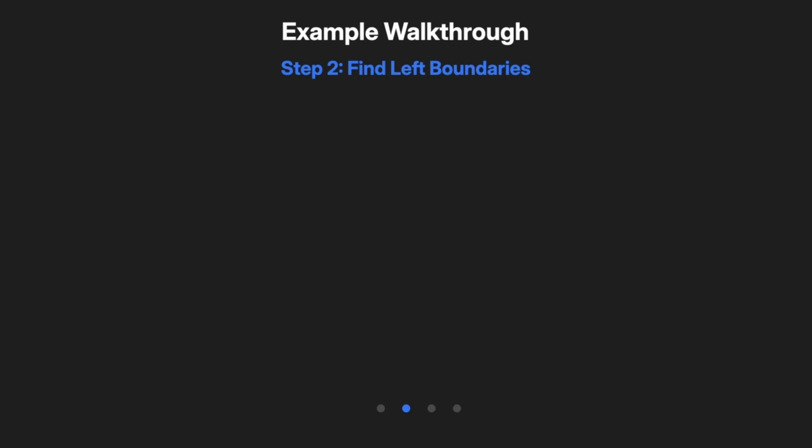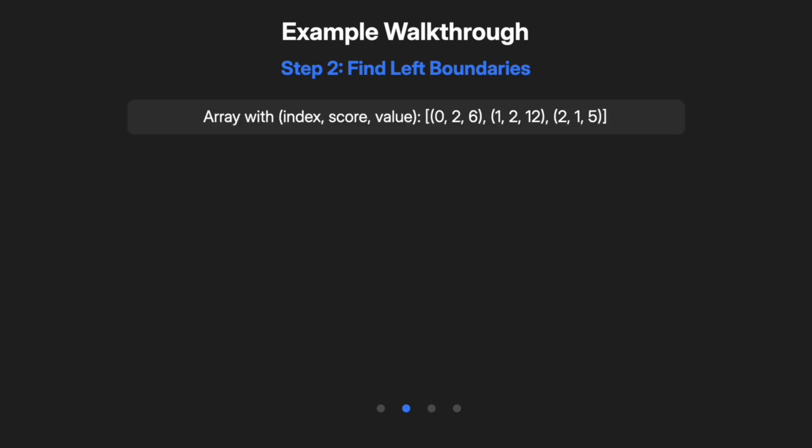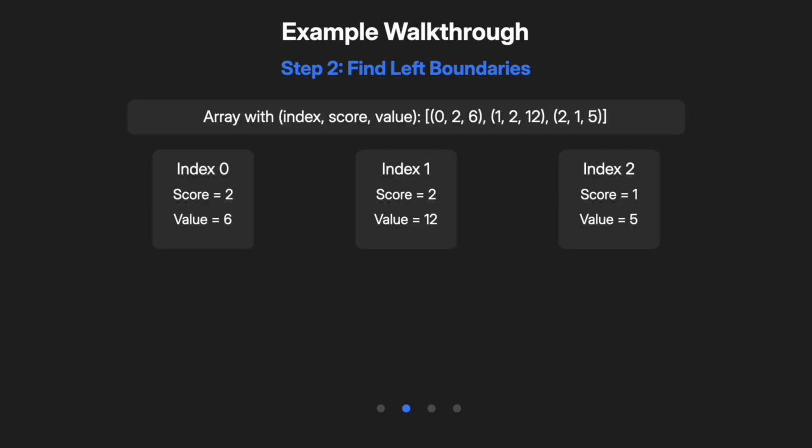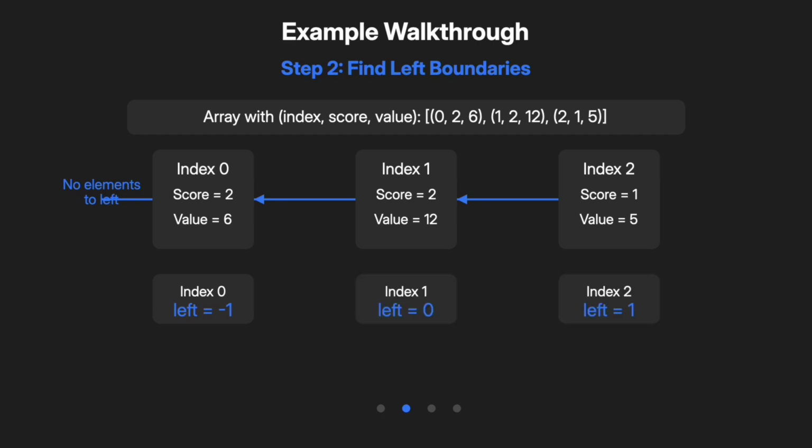For each position, we need to find the previous element with a prime score greater than or equal to the current element. For index 0, there are no elements to the left, so the boundary is -1. For index 1, the element at index 0 has the same prime score of 2, so the boundary is 0. For index 2, the element at index 1 has a higher prime score, 2 compared to 1, so the boundary is 1. This gives us left boundaries of -1, 0, 1.